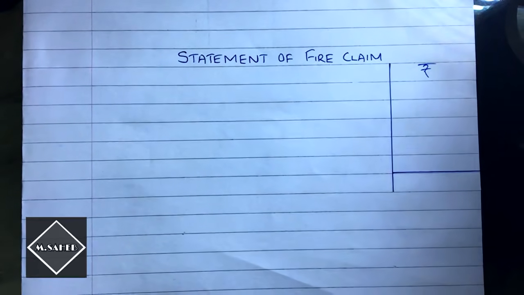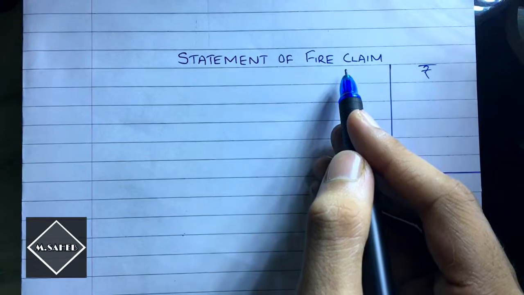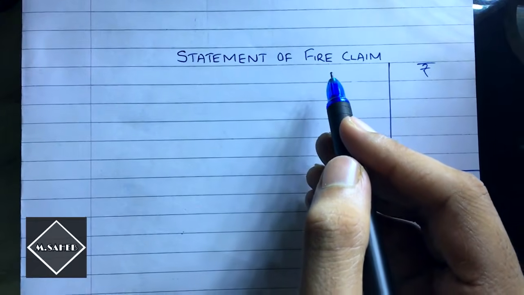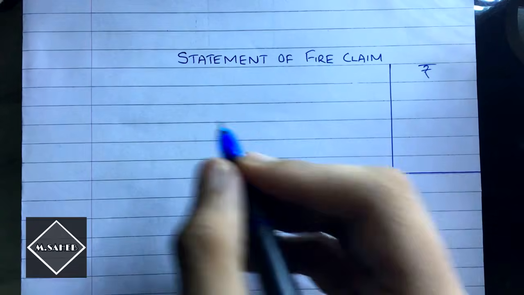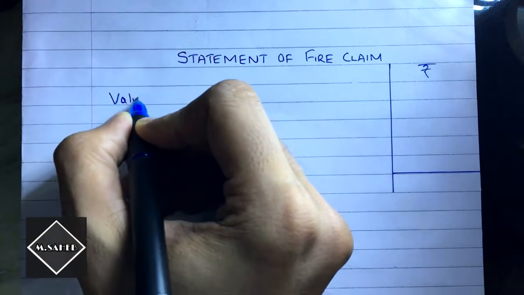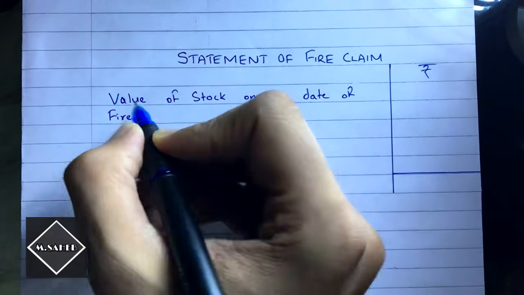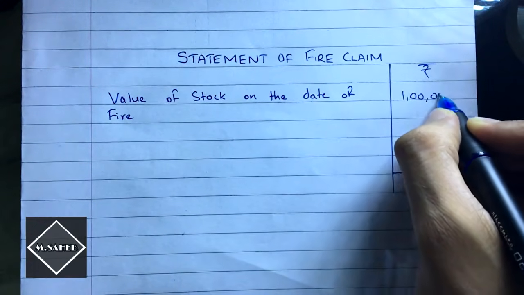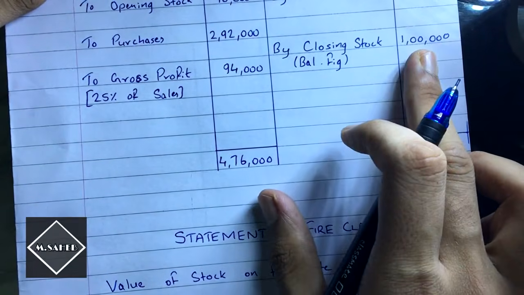After preparing the memorandum trading account and finding out the closing stock, we need to prepare the statement of fire claim to find out the amount of claim that would be insured by the insurance company. To find out the amount of claim, first we need to take the value of stock on the date of fire, that is equal to 1 lakh. We found this in the memorandum trading account here.